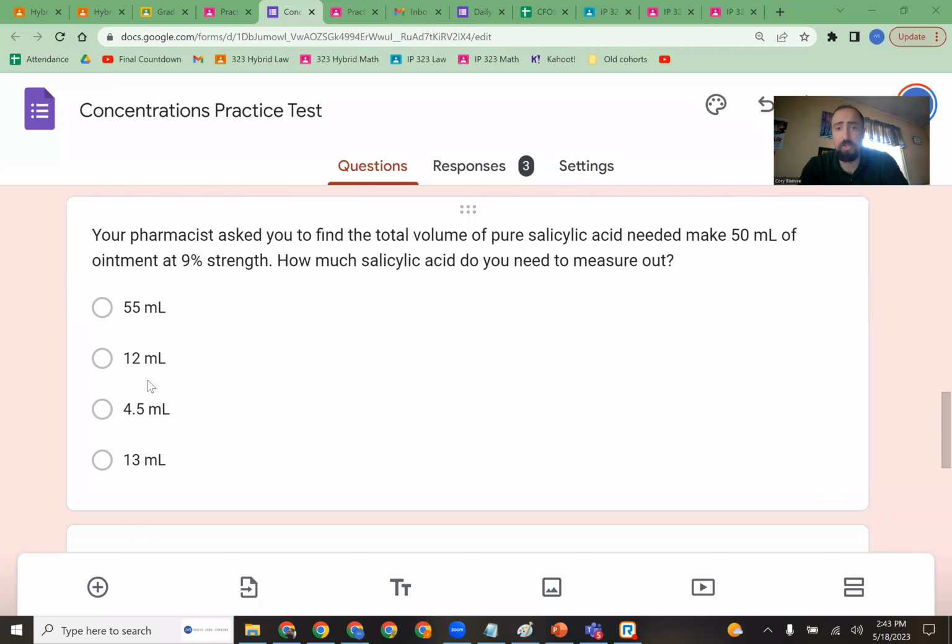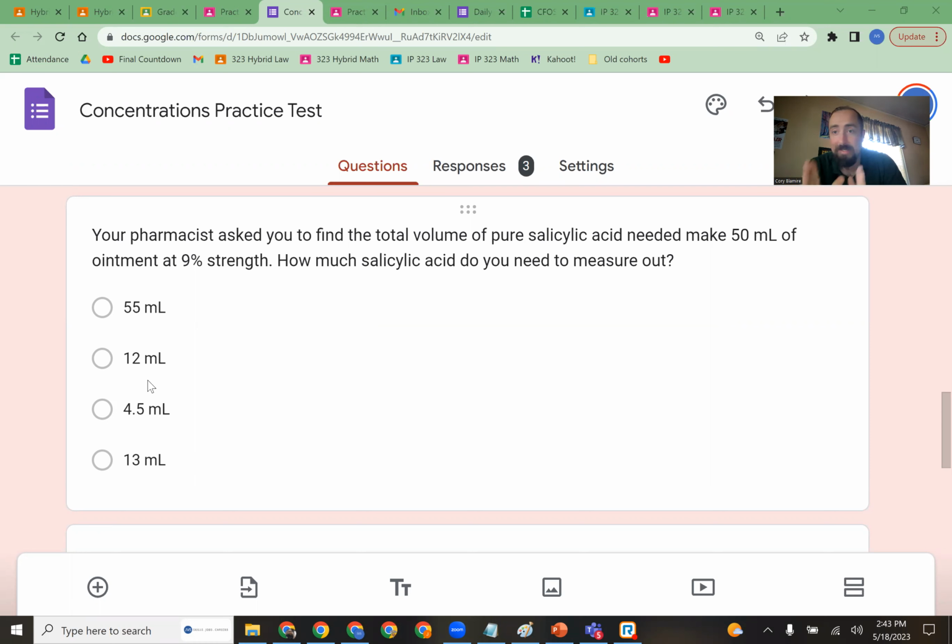All right, these last three are really quick, so we're just going to blast right through them. Your pharmacist asks you to find the total volume of pure salicylic acid needed to make 50 milliliters of ointment at 9% strength. How much salicylic acid do you need to measure?